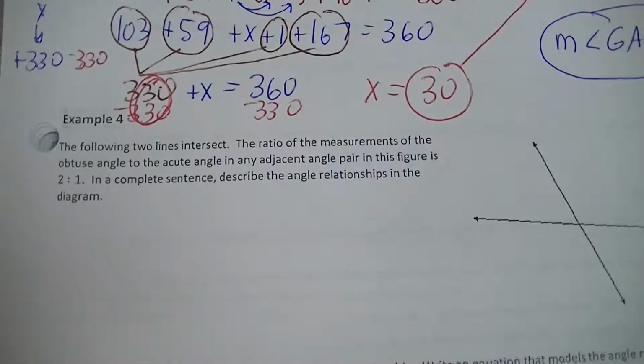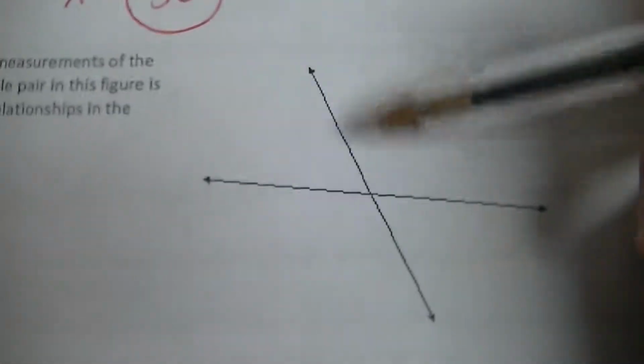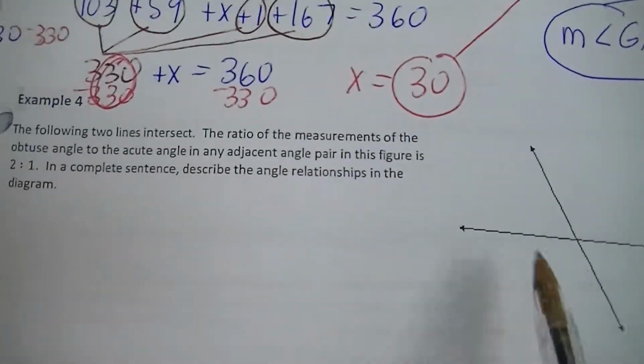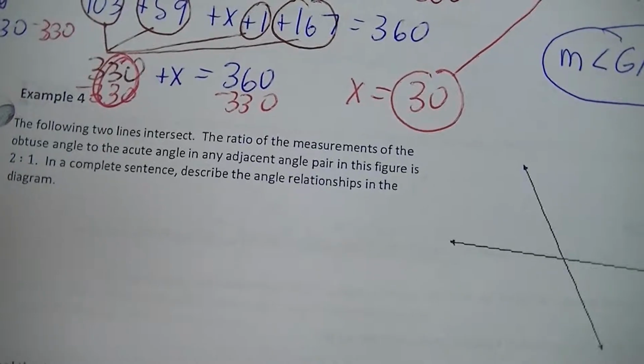Next problem. The following two lines intersect, and probably on your paper it looks a little bit like it's not a straight line, but they are. They just got photocopied kind of funny, I guess. The following two lines intersect.